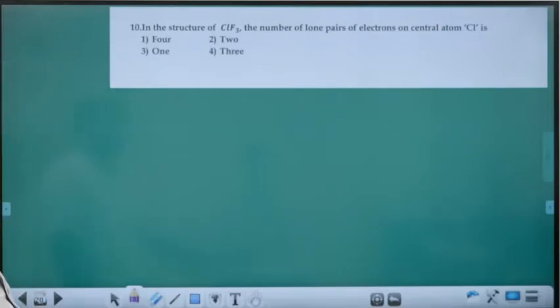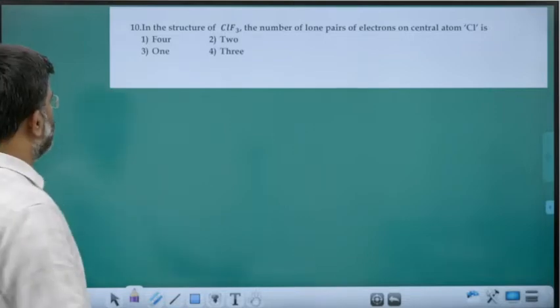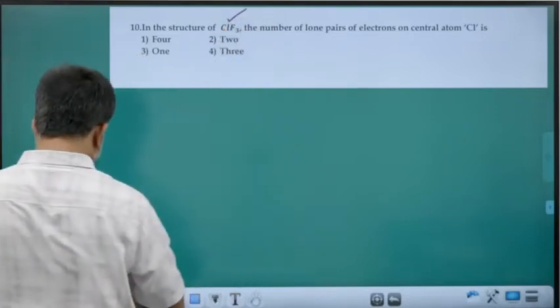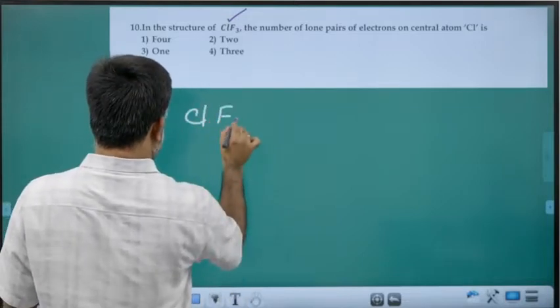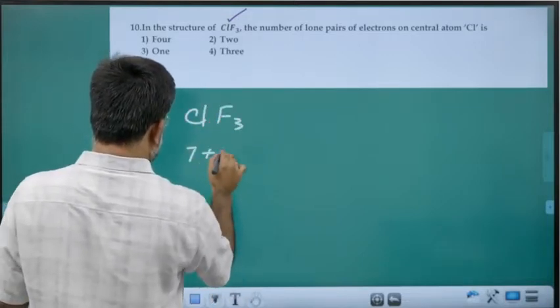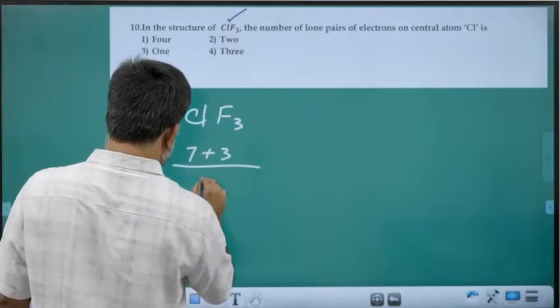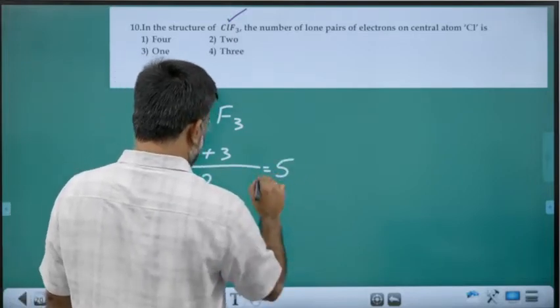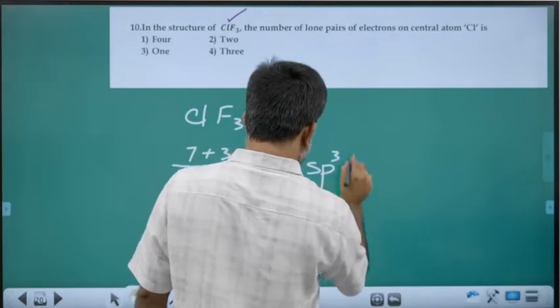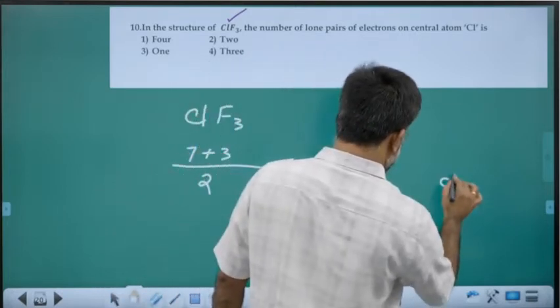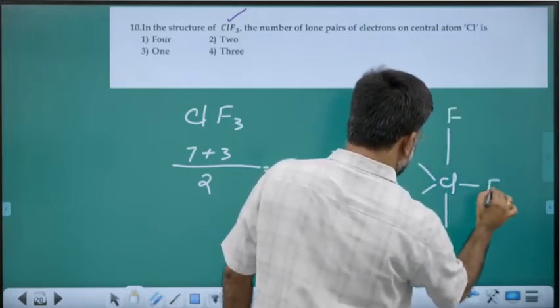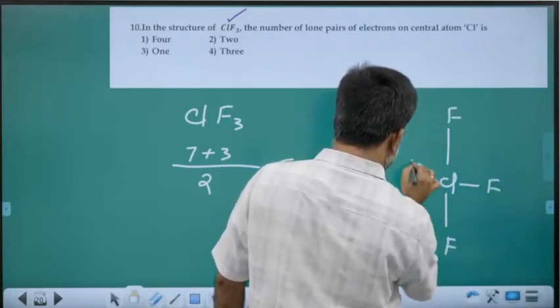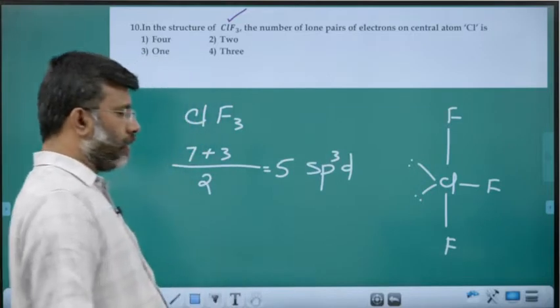Number of lone pairs of electrons in the central atom of ClF3. Just now I told you, ClF3. How do you find the hybridization again? ClF3: 7 valence electrons, plus 3 surrounding monovalent atoms, divided by 2, you get 5. That is sp3d hybridization. Chlorine: 1, 2, 3, 4, 5. It is bent T shape due to the presence of lone pairs of electrons.